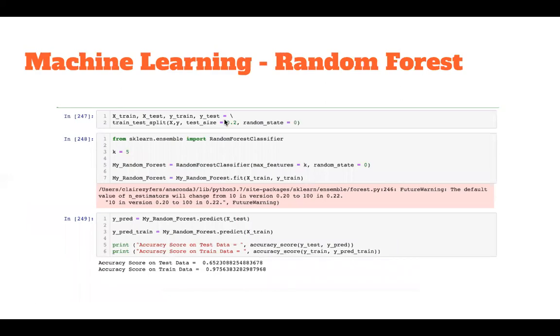Okay, so moving on to the random forest machine learning. Random forests operate by constructing a multitude of decision trees at training time and then output the class that is the mean prediction of the individual trees. So I first set K to 5, and K equal to 5 is the square root of the number of features. And when we did this, we got a test accuracy score of 0.65 and a training score of 0.97. So you can see that there were still major overfitting issues on the data set, despite having tuned this beforehand.